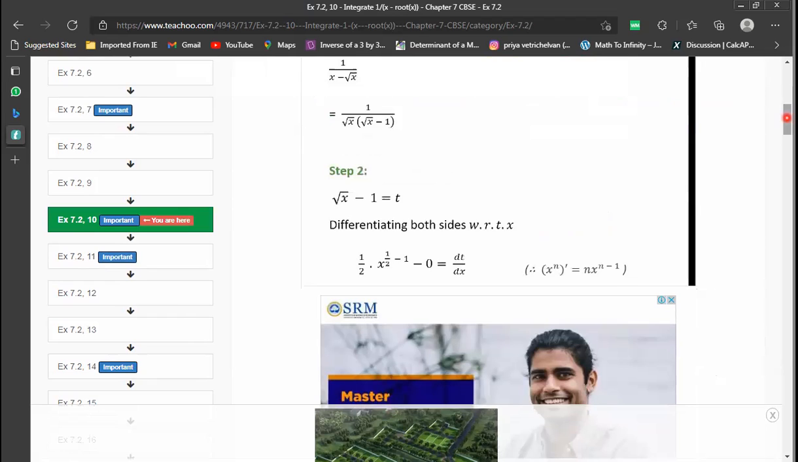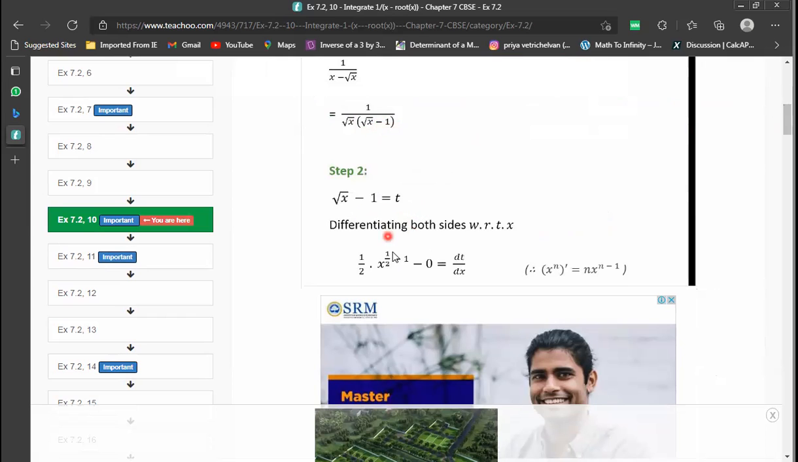In the substitution method, you take an expression. So if you are confused whether to choose root x as t or root x minus 1 as t, always give priority to an expression. If you find an expression and a quadratic equation, you give priority to the equation. Always give priority to the higher degrees. So here you can take the expression square root of x minus 1 as t.